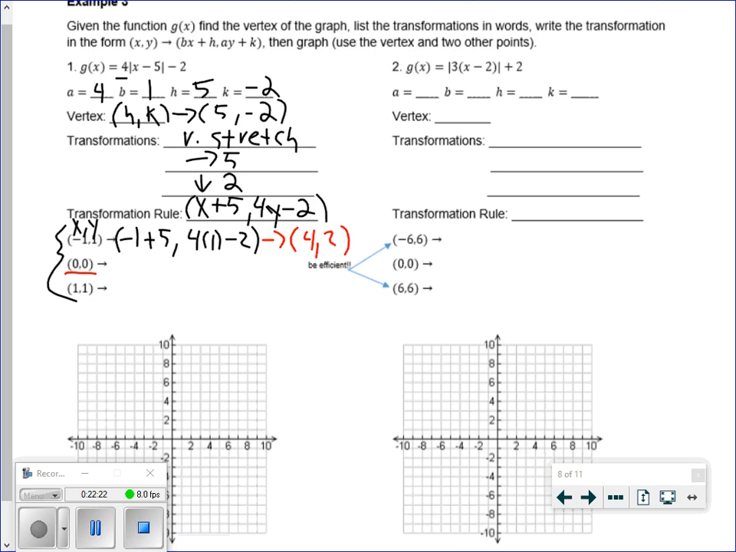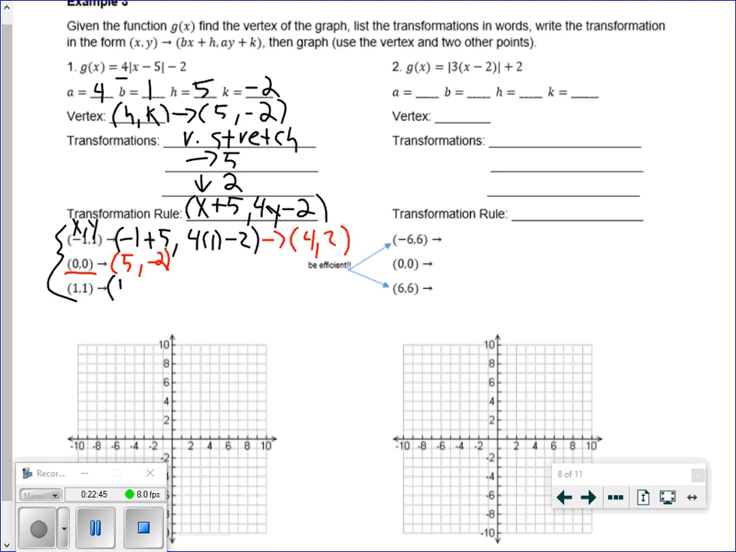For 0, 0, we talked about this. Our 0, 0 is our vertex. So we just end up getting 5, negative 2. And if you're wondering why, just plug in your 0, 0 into your equation and see what you get. You're going to get the same thing, 5, negative 2. And you're going to see how the x and the y's cancel out.